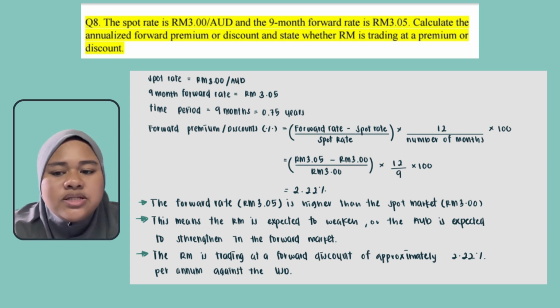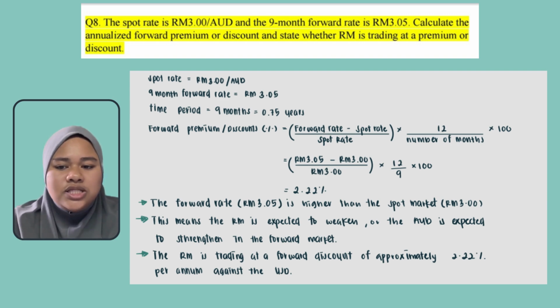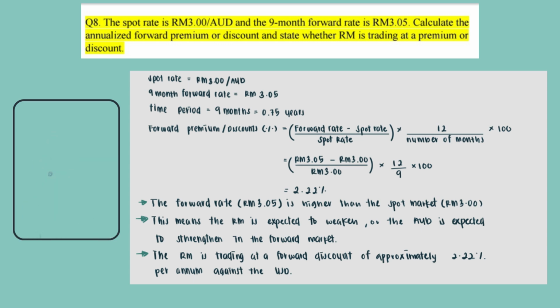Summary: the RM is trading at an annualized forward discount of 2.22% against the Australian dollar, indicating that the ringgit is expected to weaken over the next 9 months relative to the Australian dollar.